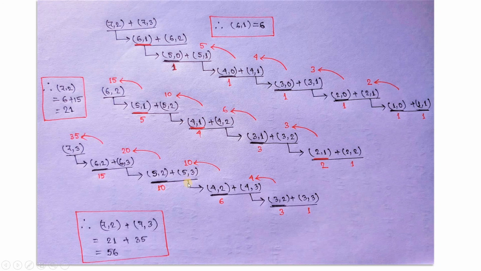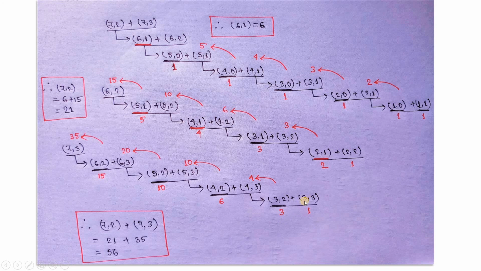Now we'll call the 5.3. So here will be 4.2 and 4.3. So we know the value of 4.2. So value of 4.2 is 6. We'll write the 6 here and we'll call the 4.3 again. So 4.3 will be 3.2 and 3.3. So we know the value of 3.2. So our value of 3.2 is 3. We'll write the 3 here.